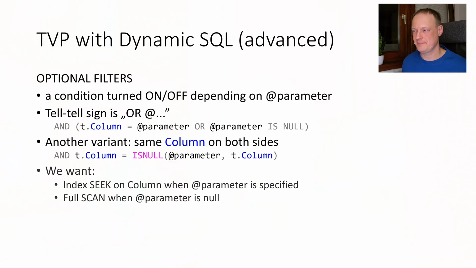Functionality is good, but performance is not good. Why is it not good? Because essentially, if we have an index on that column, we want that index to be used if we specified that value. If you specified the value of the parameter, you want to use the index on that column to quickly find that value and get out. So that's what you want, index seek.